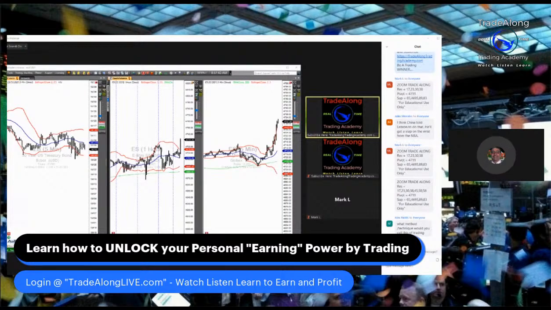Right now we've got support back at the 16 area, and our next level of resistance is up at 38. We're kind of in the middle here, just not doing anything.